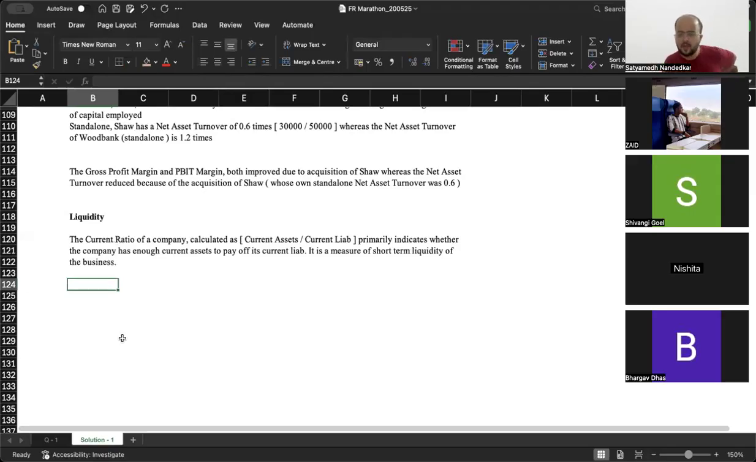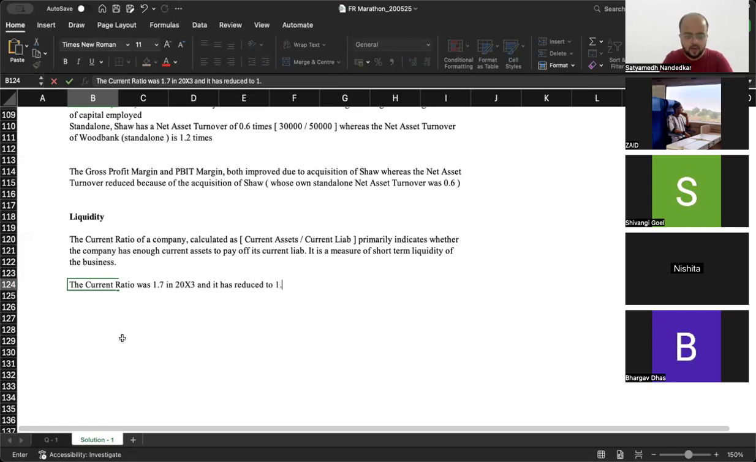You just wrote down the meaning of current ratio. This definition or whatever basic knowledge it is, you must have studied that in the relevant chapter. Now make a factual comment on it. The current ratio was 1.7 in 2003 and it has reduced to 1.08 in 2004. The ratio was satisfactory in 2003, as a current ratio of 1.5 is usually considered ideal in most industries.